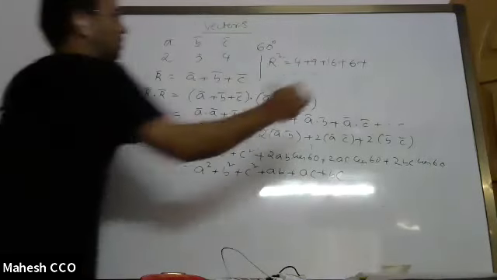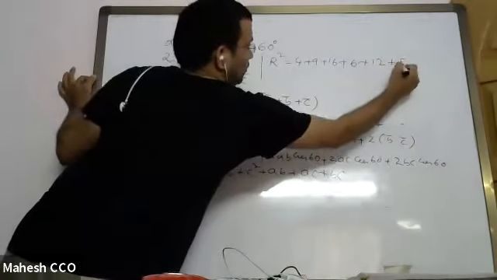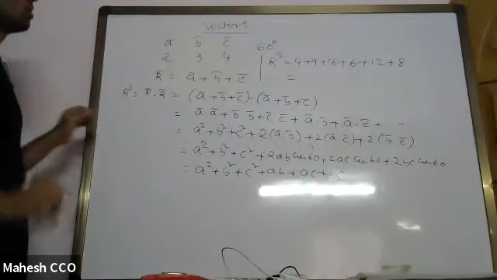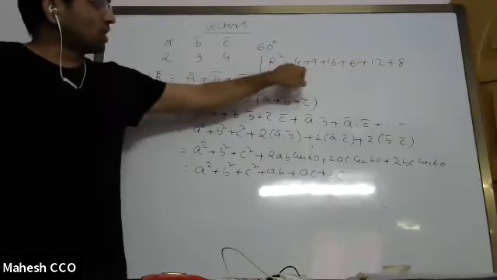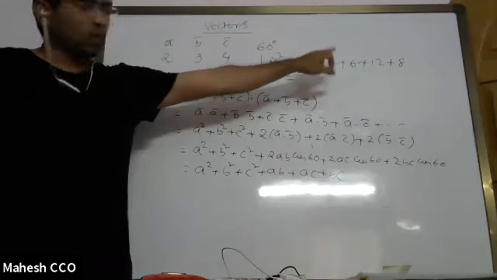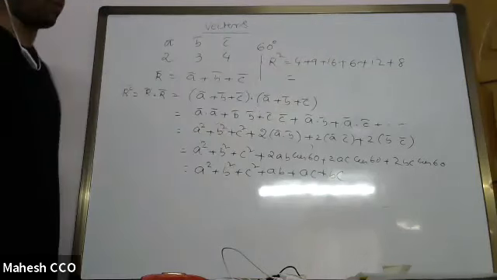3 into 4 is 12. 2 into 4 is 8. So ultimately that will come out to be, this is 29, 4 plus 9 plus 16 plus that is 26. 29 plus 26 is 55.